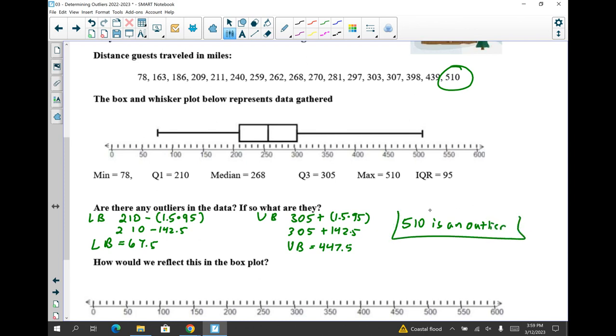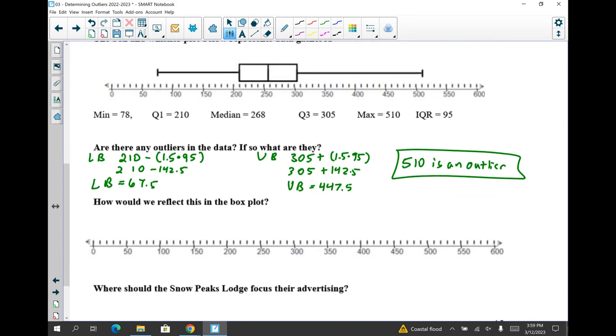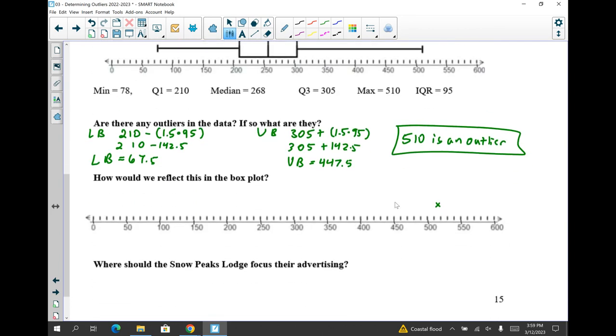When we have an outlier, we show that data differently on our box and whisker plot. So instead of bringing our maximum all the way to 510, we're going to put a little X there. And then the next highest point, 439, would become our maximum. Okay, we're still going to have our box in the same place.